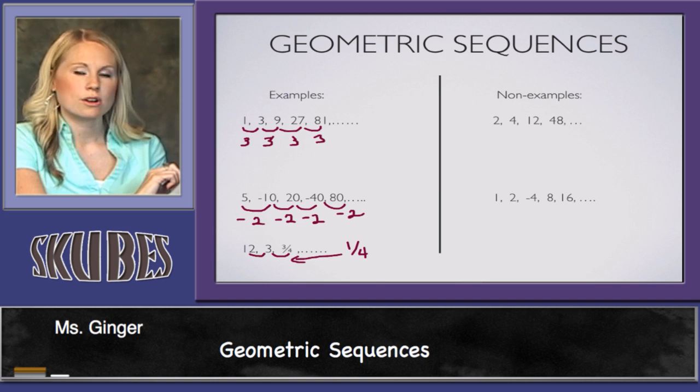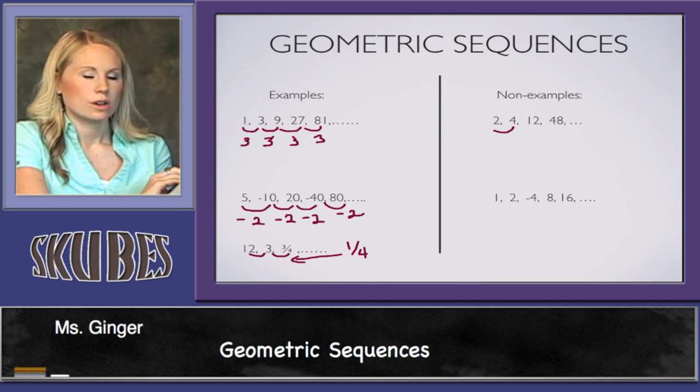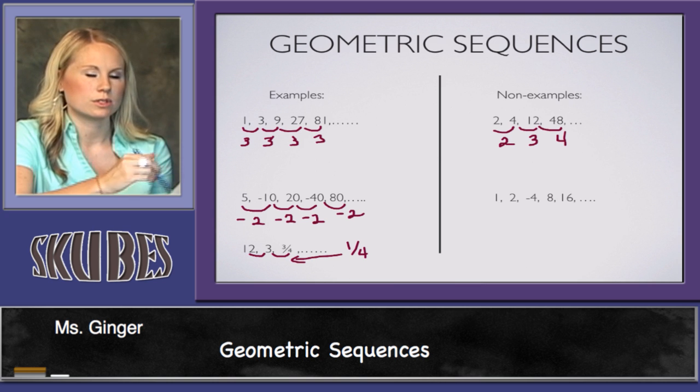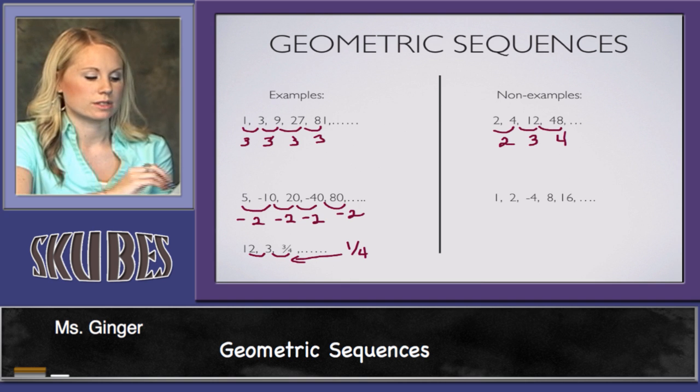All right, so on our other side, some non-examples. Let's see why they are not geometric sequences. So from 2 to 4, I could get there by multiplying by 2. But from 4 to 12, that would require a 3. 12 to 48 is 4, so it's changing each time. So you might be tempted to think it's a geometric sequence. It is a multiplication pattern. It's just not a constant pattern. So since we don't have the same common ratio each time, it is not a geometric sequence.